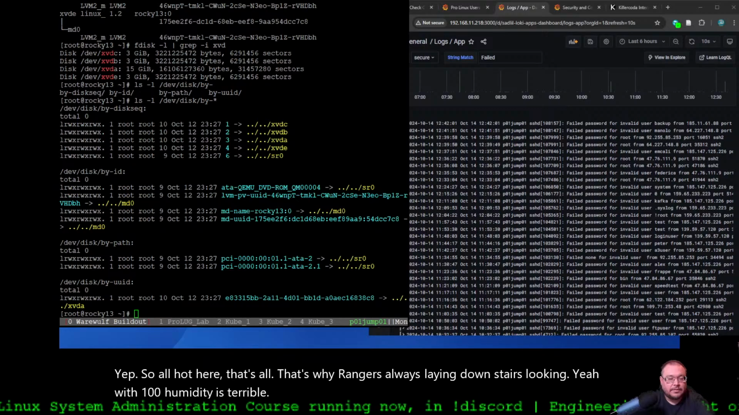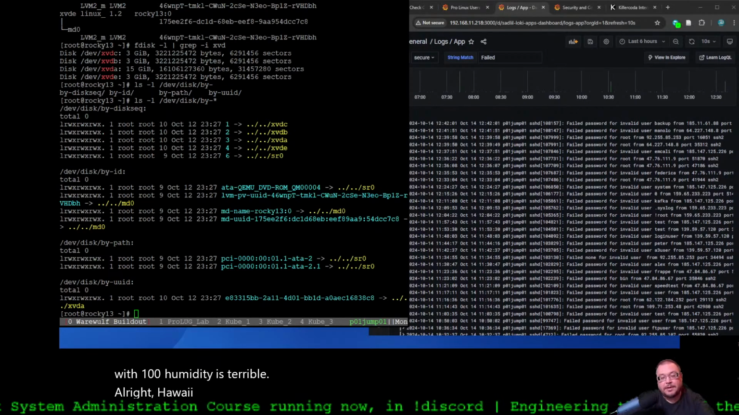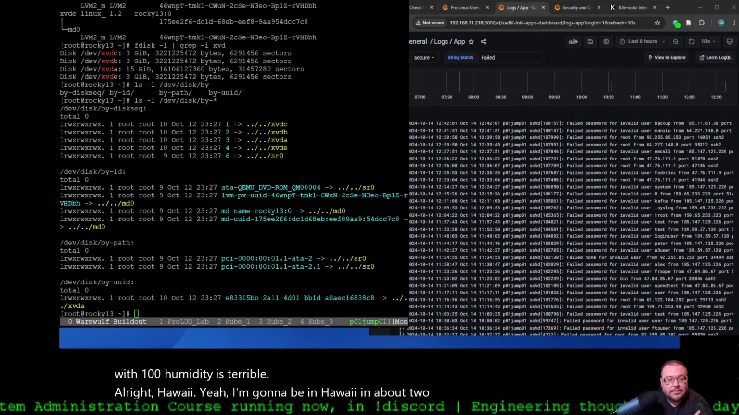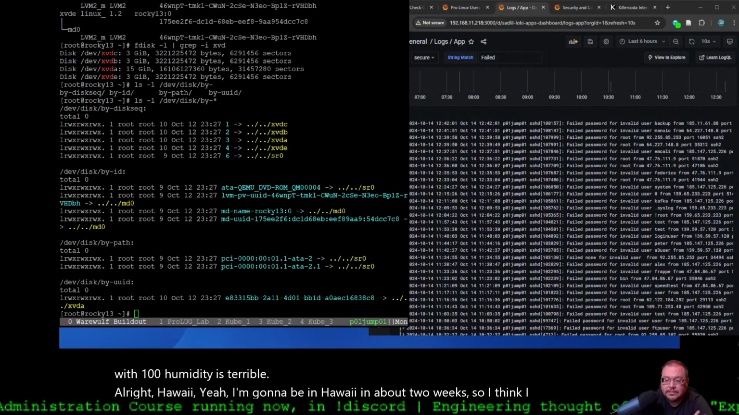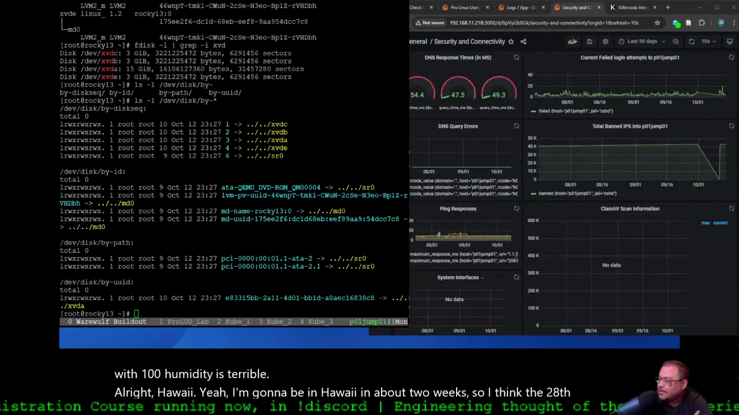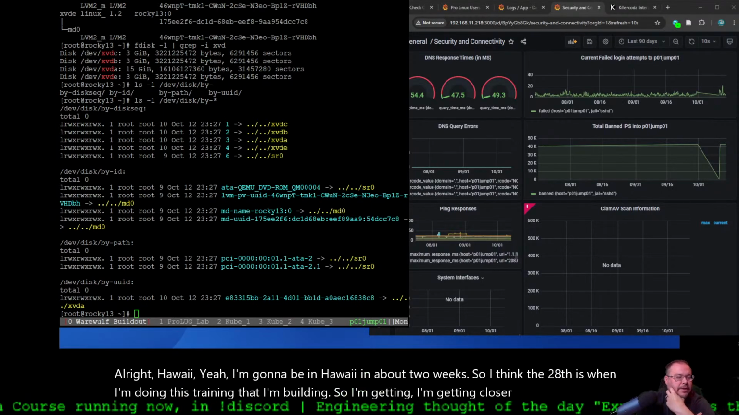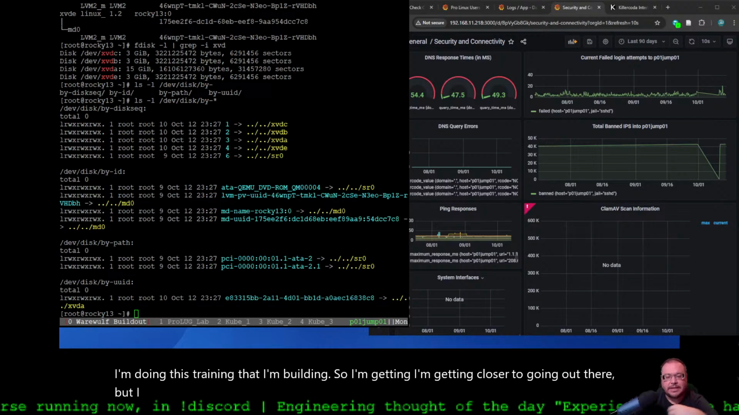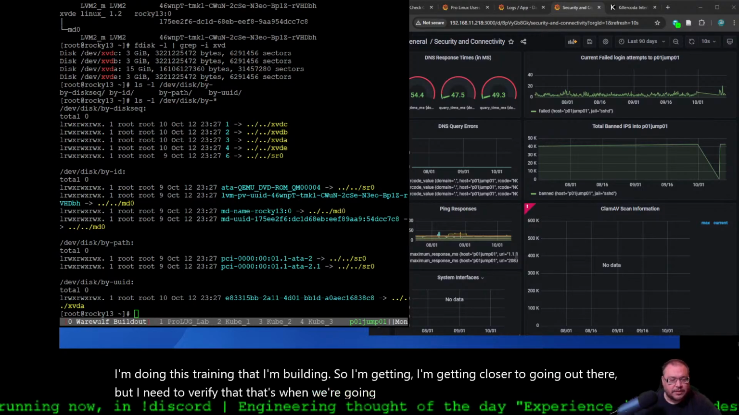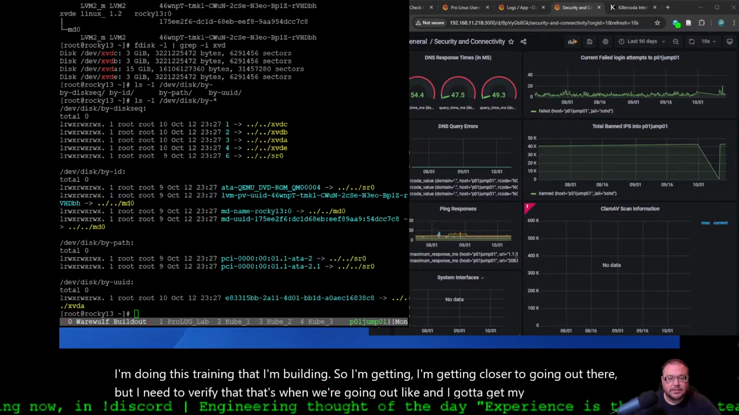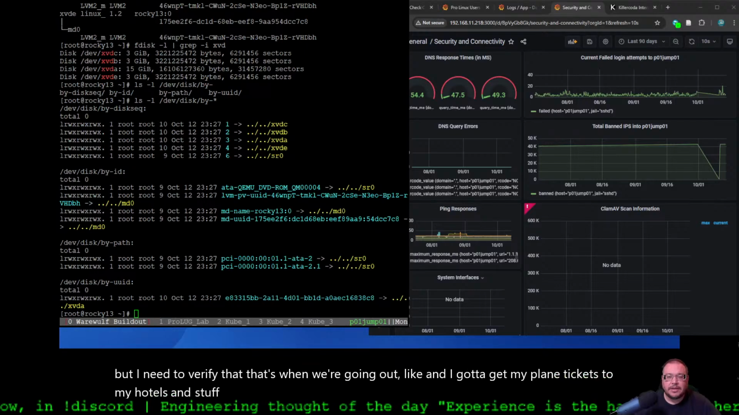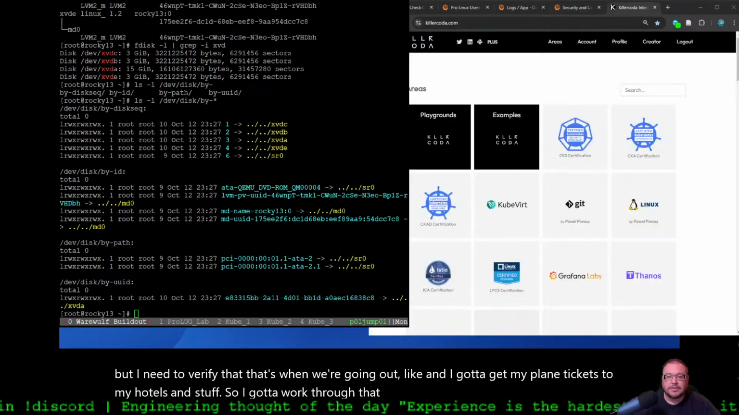All right, Hawaii. Yeah, I'm going to be in Hawaii in about 2 weeks. I think the 28th is when I'm doing this training that I'm building. So I'm getting closer to going out there. But I need to verify that that's when we're going out, and I've got to get my plane tickets and my hotels and stuff. So I've got to work through that here. I actually probably got to talk to my boss today.